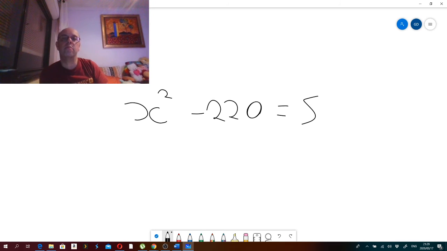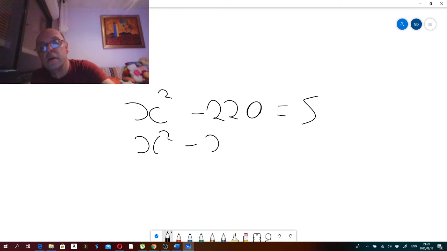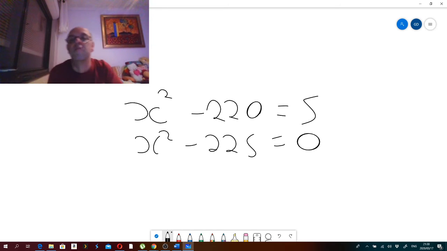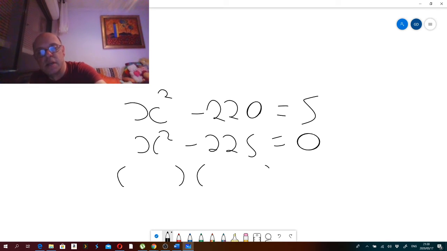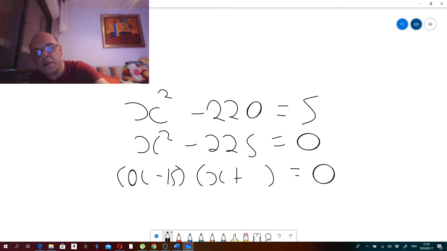Alright, so again, we see that the equation is not equal to 0, so the only logical solution is to make it equal to 0. That looks much better. By bringing the 5 over, that means we subtract another 5 and we get minus 225. Okay, so now we've got it equal to 0. This again is a difference of two squares. And what is the factorization of this? Well, it is x minus 15 and x plus 15.